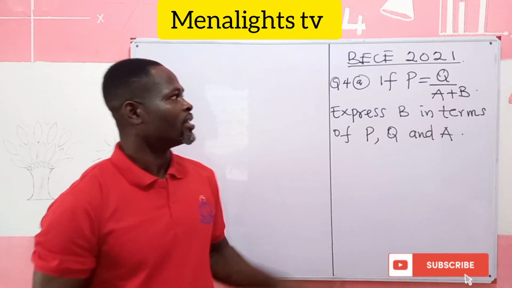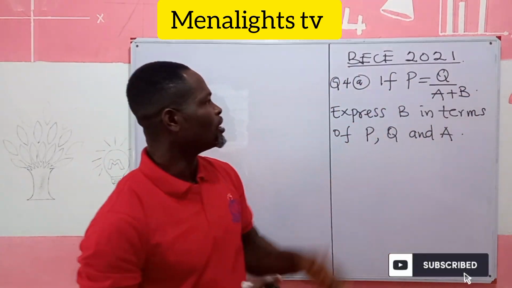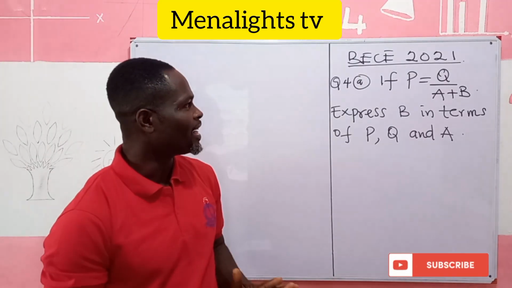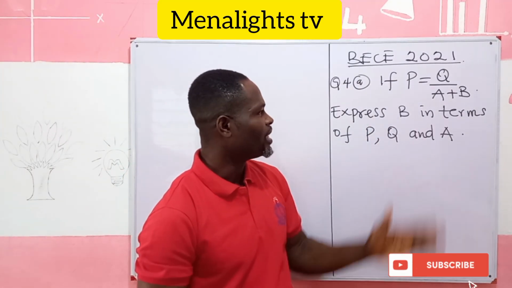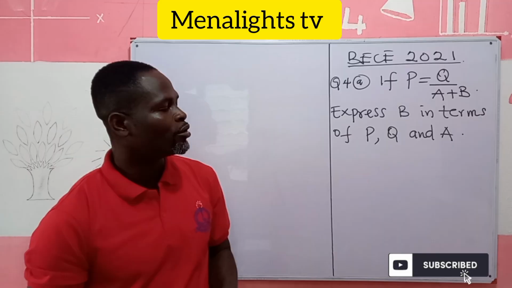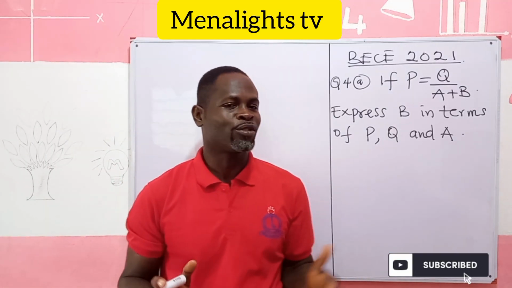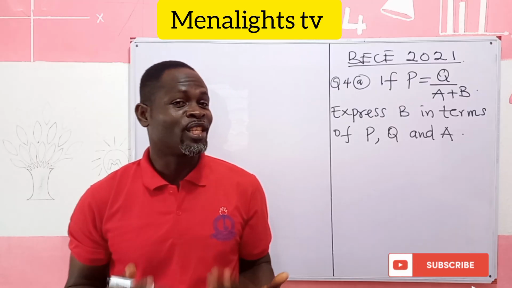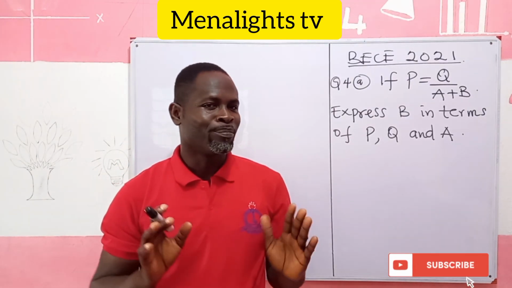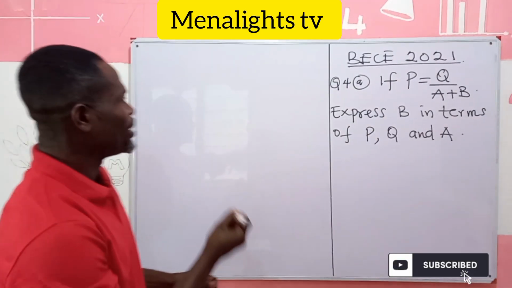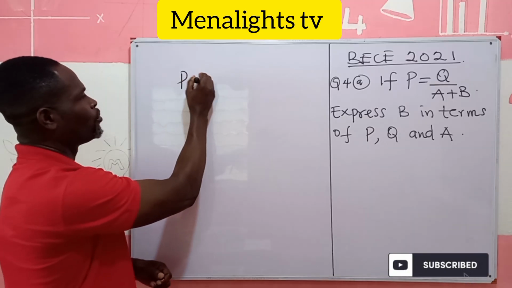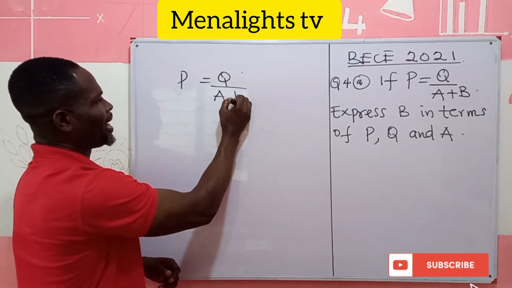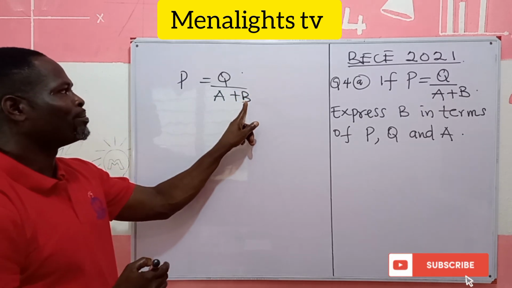So we come to B.E.C.E 2021 question 4a. If P is equal to Q over A plus B, express B in terms of P, Q, and A. For us to express B in terms of P, Q, and A, it means we have to make B the subject. So we have P, which is equal to Q over A plus B. Here we want to make B the subject.